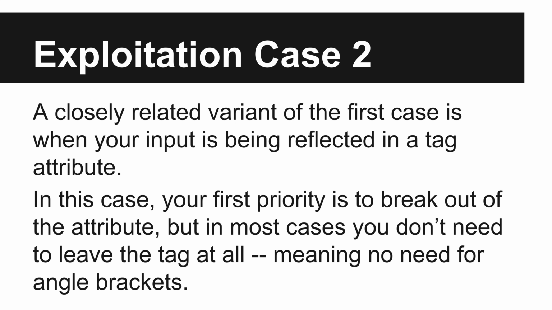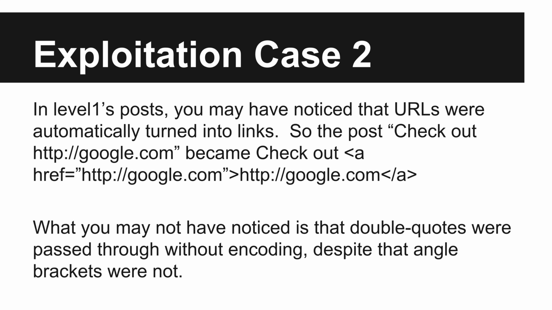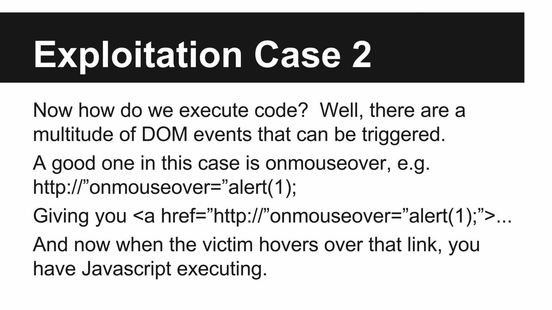A close variant of this is when you have your input being reflected in a tag attribute. Going back to level 1, your input for URLs is reflected in the href attribute of a tag. And you can get double quotes in, but not angle brackets. Well, we can just use a DOM event here. onMouseOver, for instance, will work great in cases like these. Not all HTML tags support DOM events, but the vast majority do, making this a simple way to gain execution.